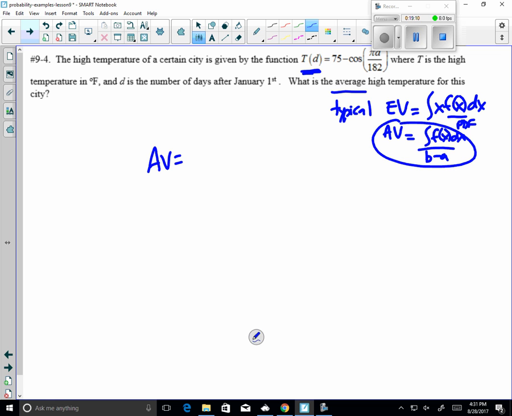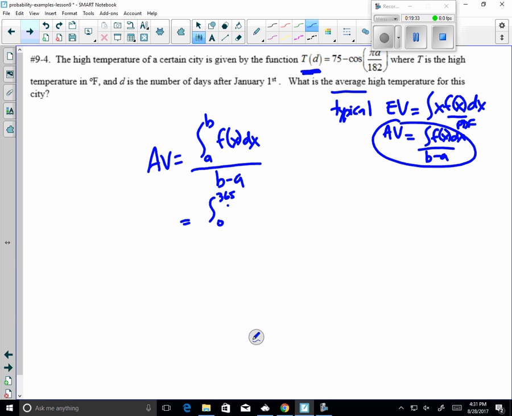The average value is, in general, the integral from a to b, where that's the entire interval you can use it for, of the entire f of x dx divided by b minus a. So here we would be talking about average high temperature for the city. Presumably we're talking about the entire year, so that would be from day 0 to day 365.